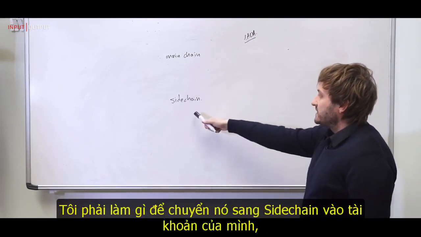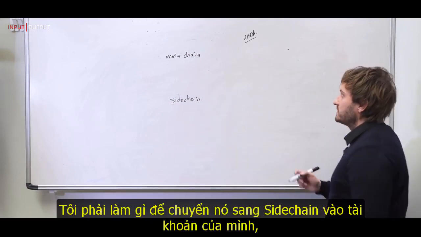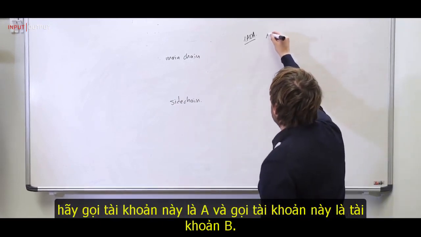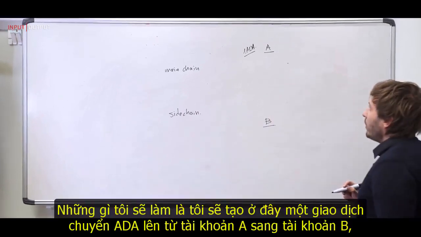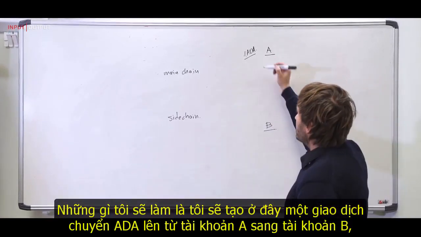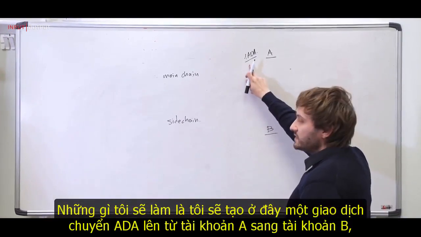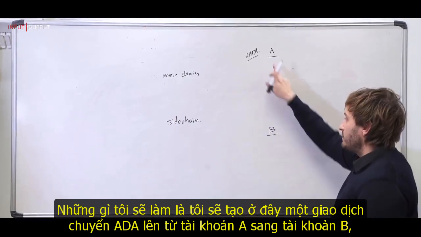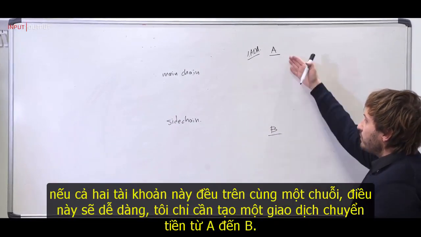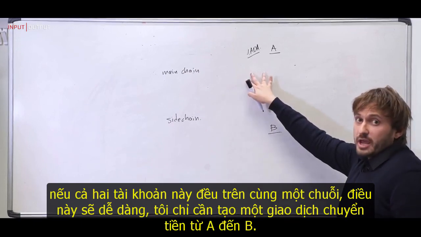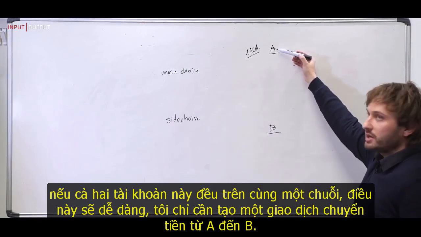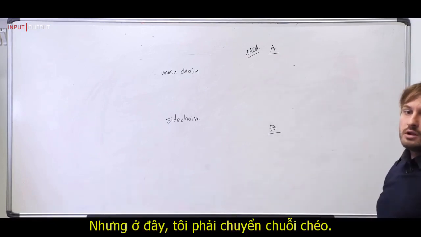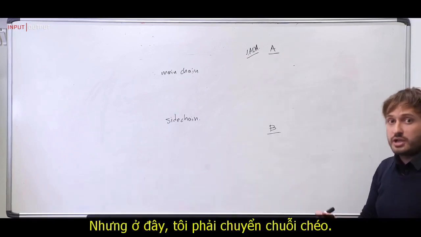What I do to move it to the sidechain into one of my accounts, let's call this account A, and let's call this account B, what I will do is I will create here a transaction that wants to move this one ADA from account A to account B. If both of these accounts were on the same chain, this would be easy. I could just create one transaction that moves money from A to B. But here, I have to move money cross-chain.